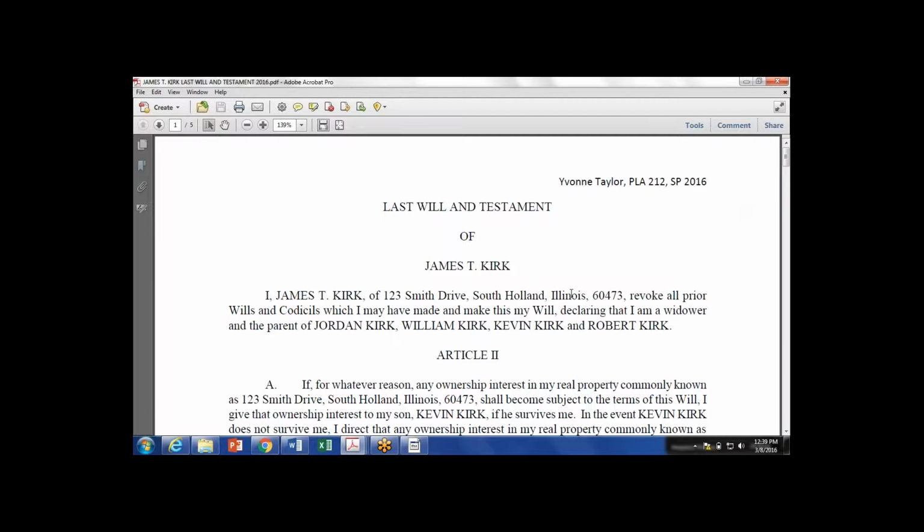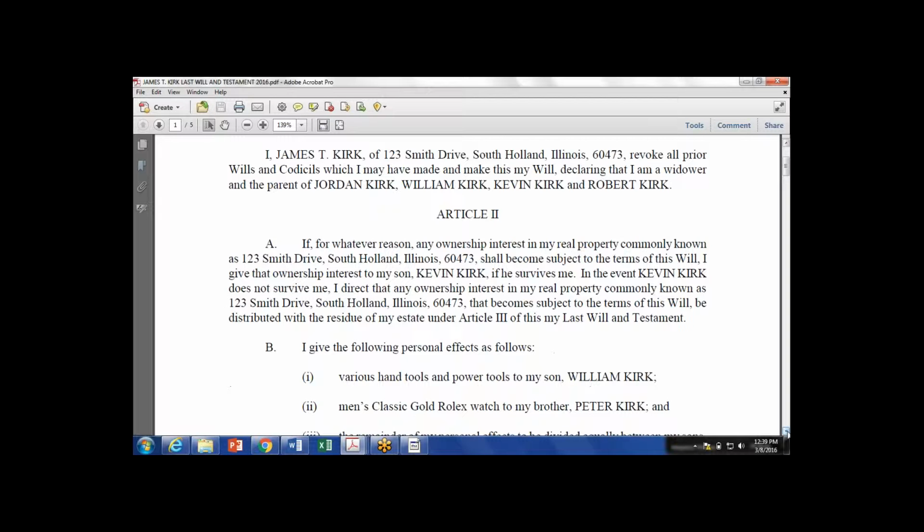So you got James, you have his address, that's correct. You've correctly picked up that he is the parent of Jordan, even though we're disinheriting Jordan, he's still his parent, so that's good. You're following the facts and you're giving the ownership interest to Kevin. Yeah, and I like how you did the residue, that's good.